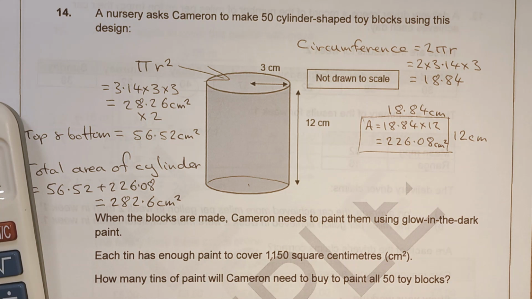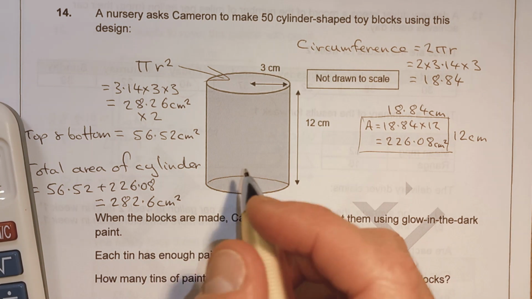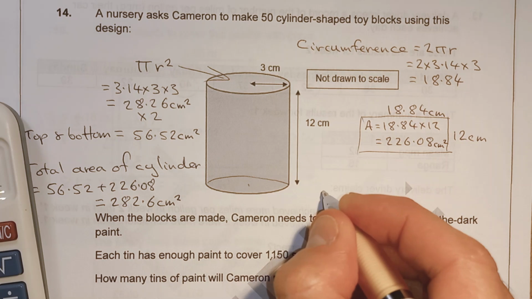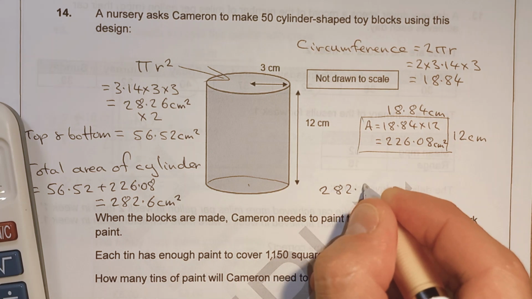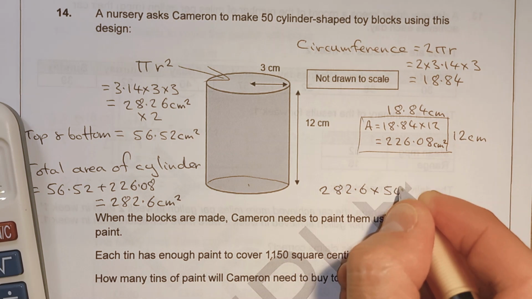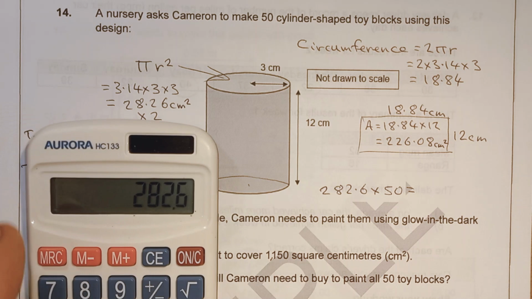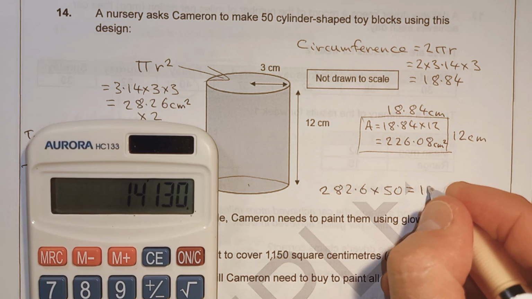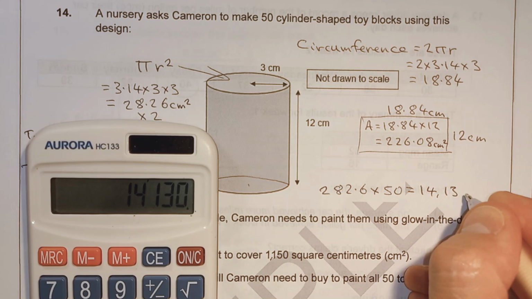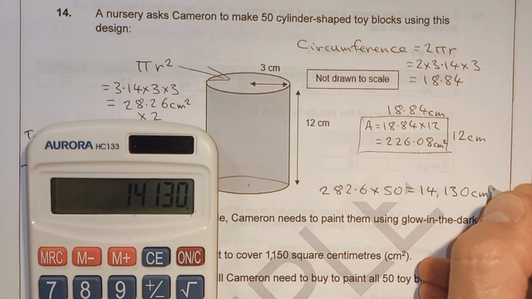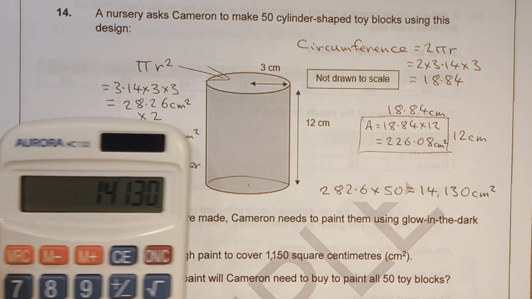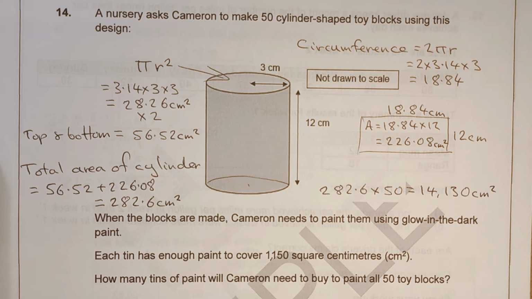We've got 50 of them. So we want 282.6 times 50. Which is 14,130 centimetres squared. Okay, that's the total surface area of all 50 cylinders.